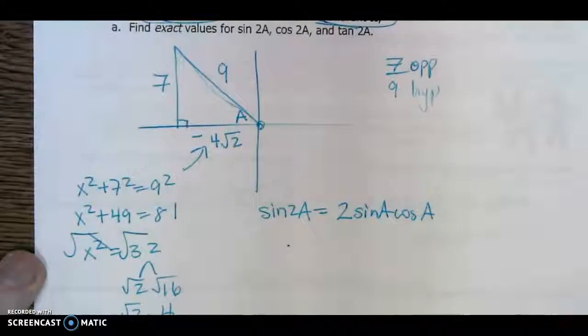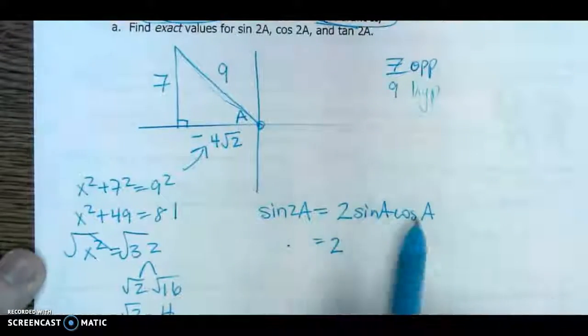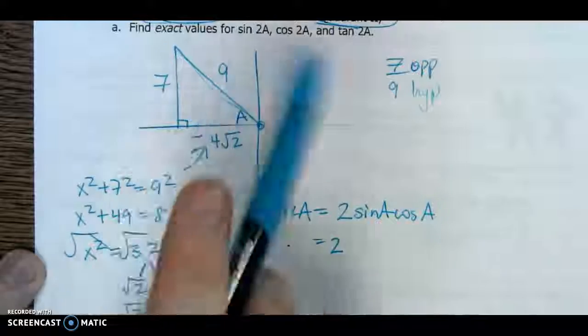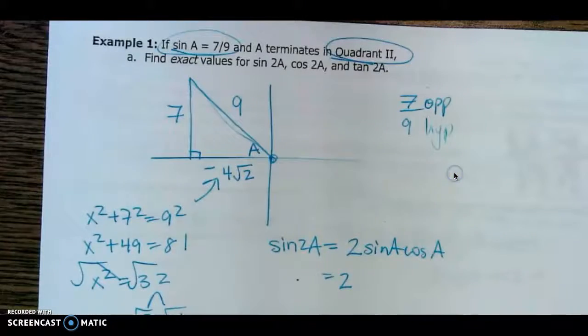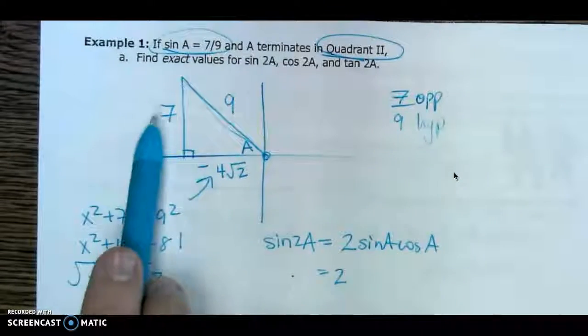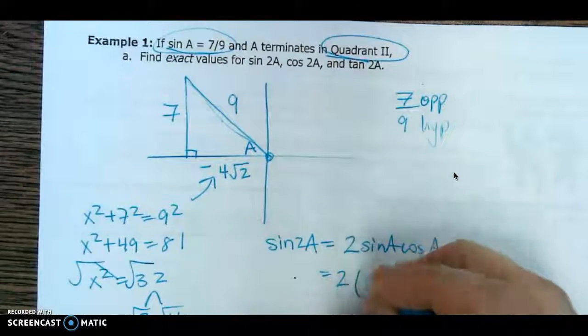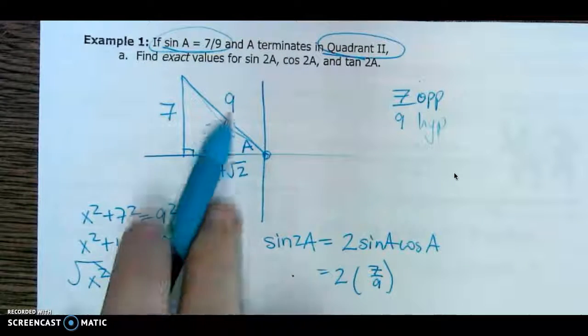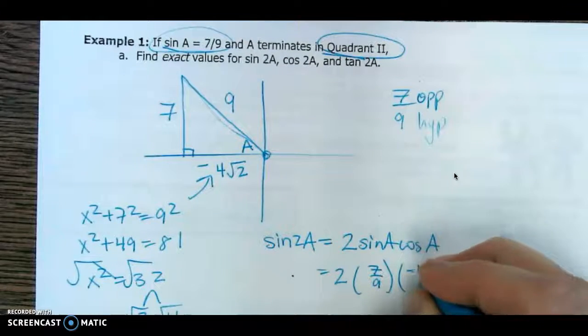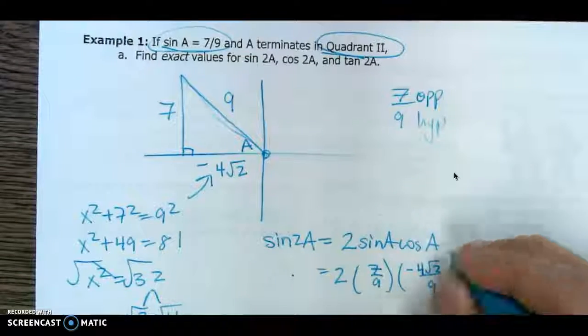And looking at our picture, we can find sine of a. Sine of a would be 7/9, which was given to you. Or, if not just given to you, you can do opposite over hypotenuse. Cosine of a is adjacent over hypotenuse, so you're going to have negative 4 radical 2 over 9.